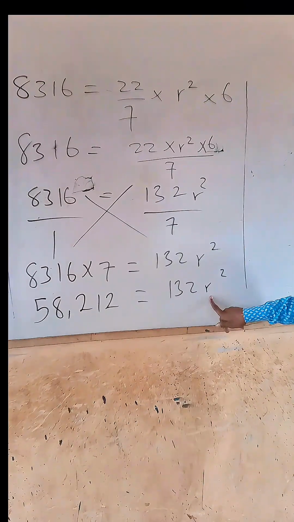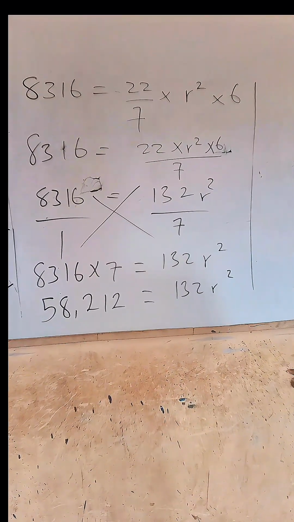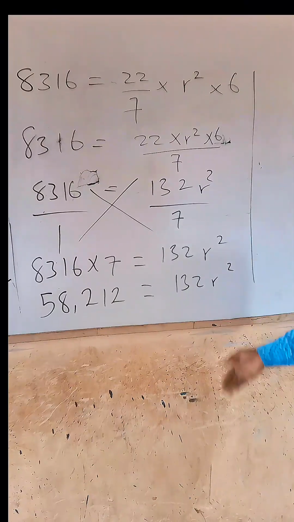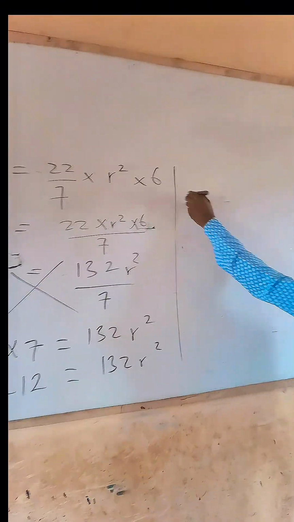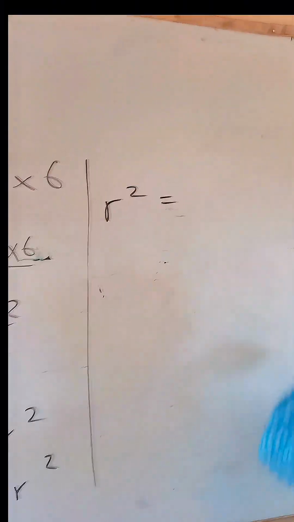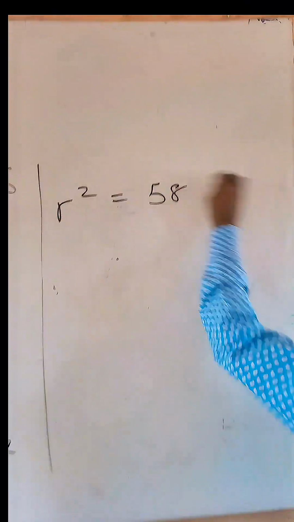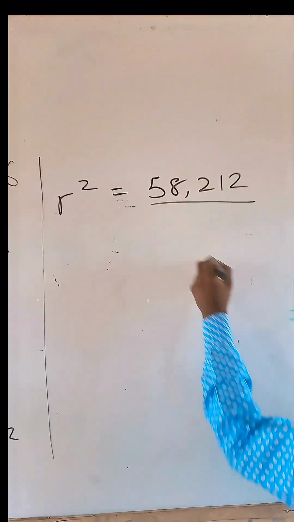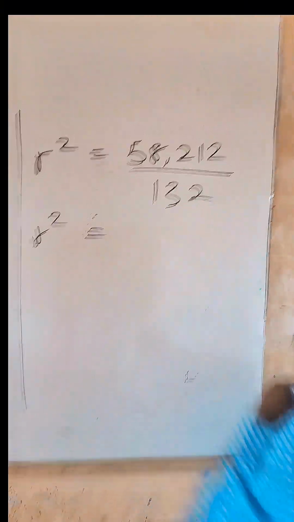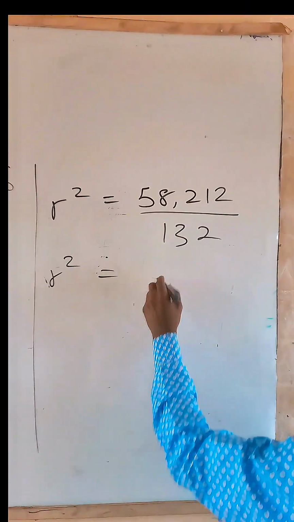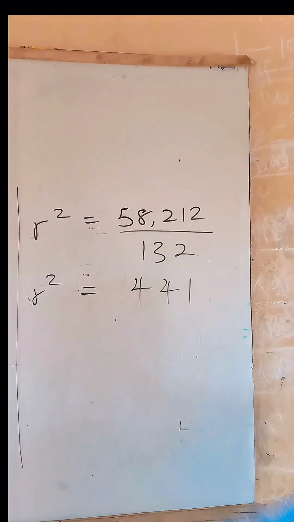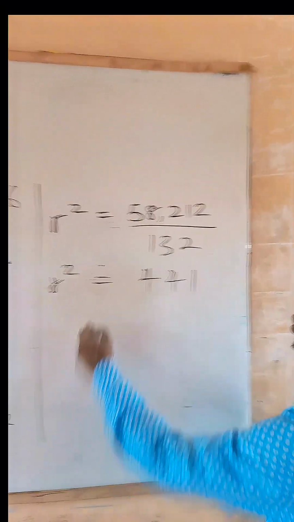So we are looking for this unknown. We can divide both sides by the coefficient of the unknown. 132 divided by 132 is r squared. So we are going to have r squared equal to 58,212 divided by 132, which gives 441.